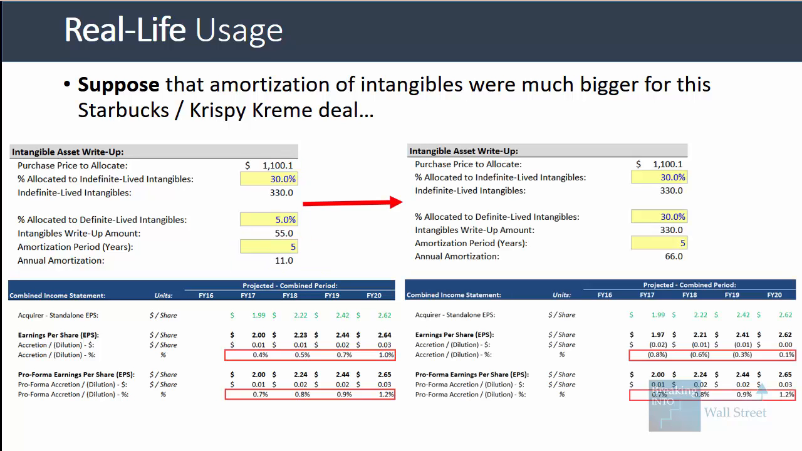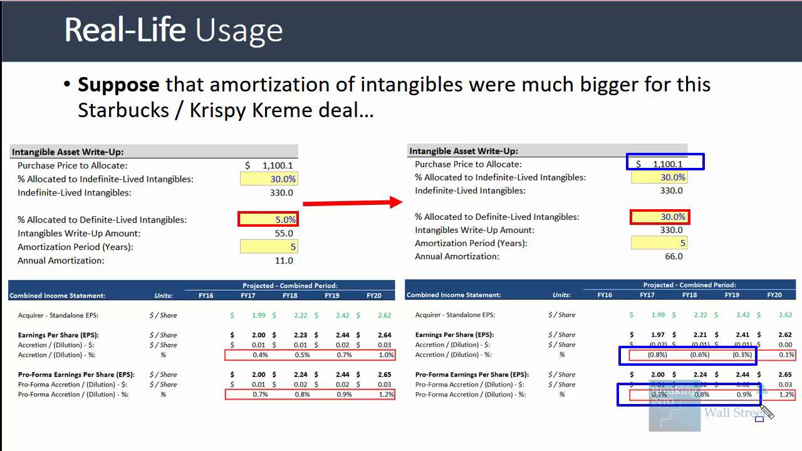On the other hand, if we change the allocation and we made it, say, 30% instead, so we allocate 30% of this 1.1 billion to these definite lived intangibles instead of 5%, now we get a much bigger difference because the deal is actually dilutive in the first 3 years on a GAAP basis, but on a pro forma basis, it is accretive by a little bit, by close to 1% in each year here.